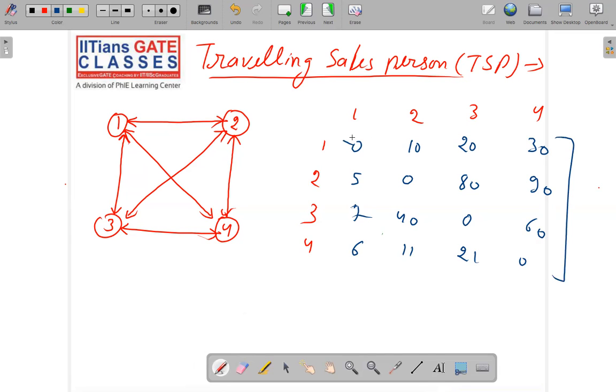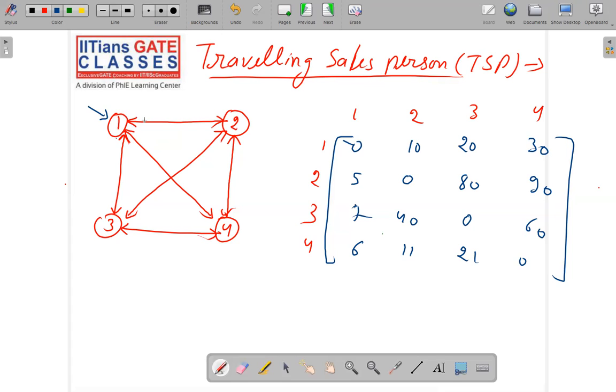Now this is given to you, and you have to start from one node and cover all other nodes exactly once and come back to that starting node. Suppose you are starting from here, 1. You will travel in any optimal order, which you have to find out. You are going to visit all the cities exactly once. You will start with 1, go to 3, 2, 4, and come back to 1.